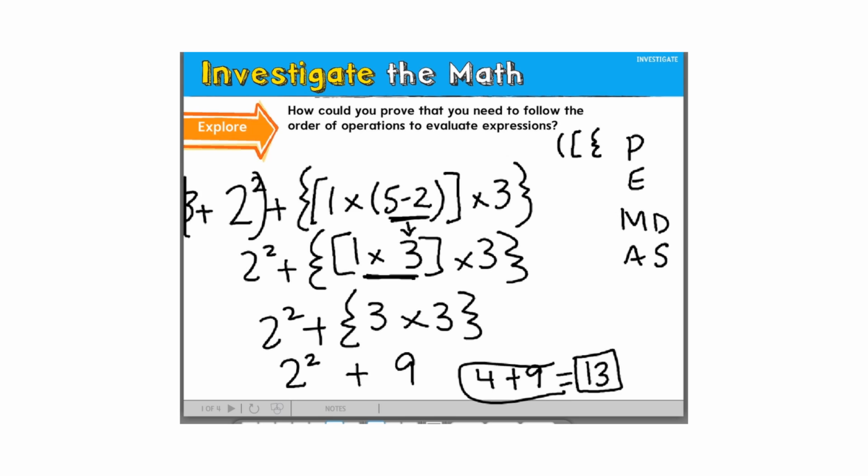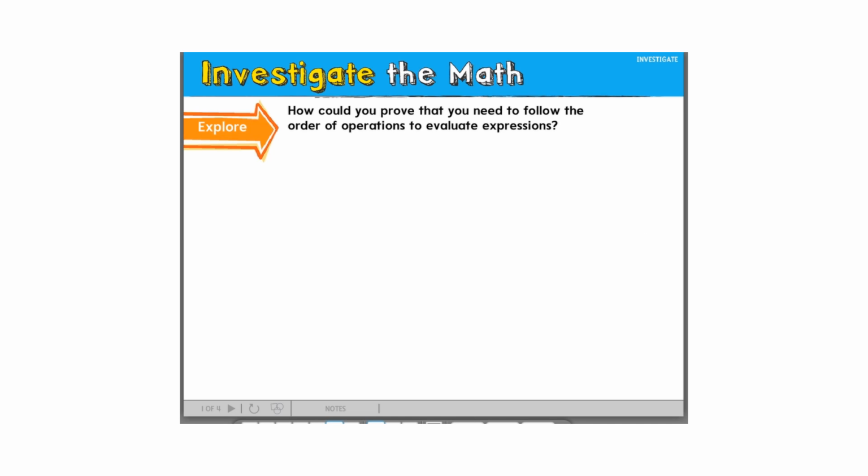But it doesn't have to be in the order of parentheses in the center. It doesn't have to be that order. You would start with any parentheses that you have. Always the parentheses. It would be a parentheses and then a bracket and then a brace, and then it might be another brace.